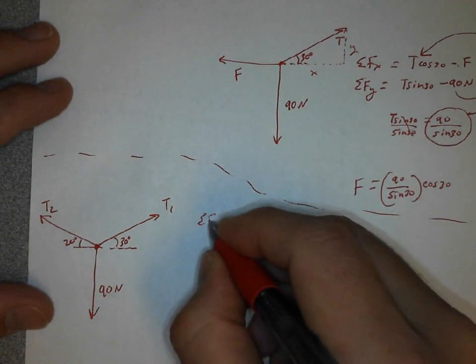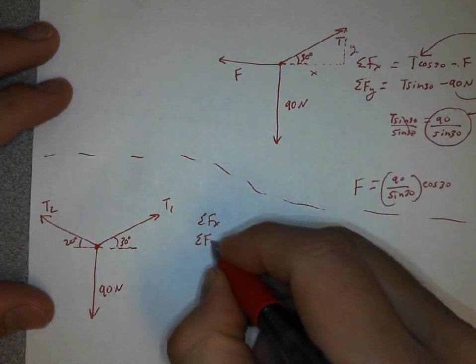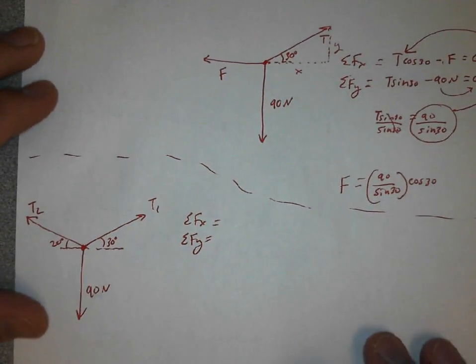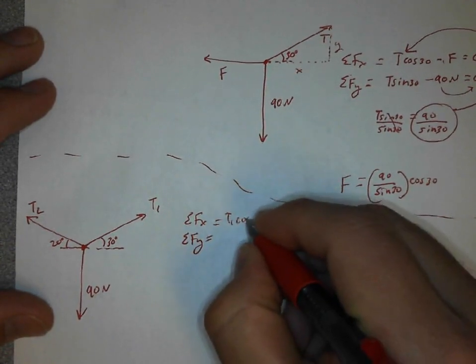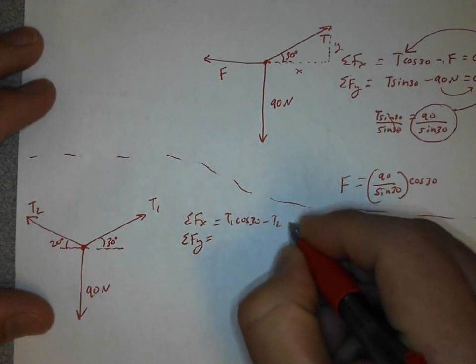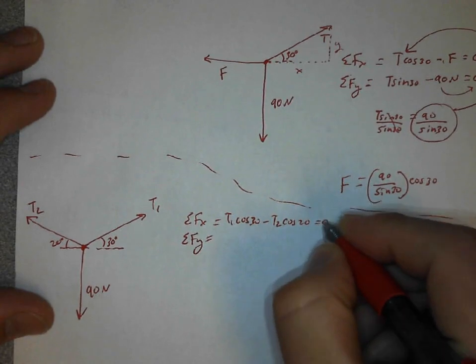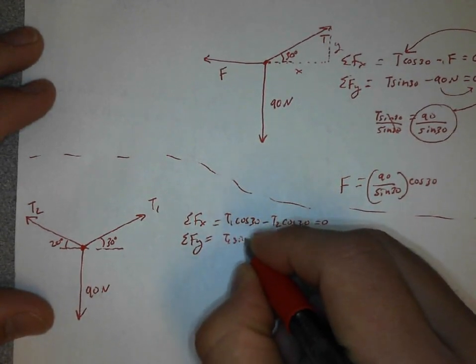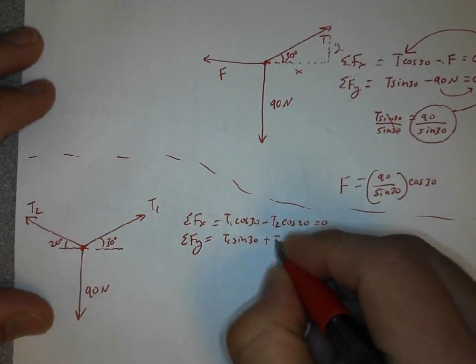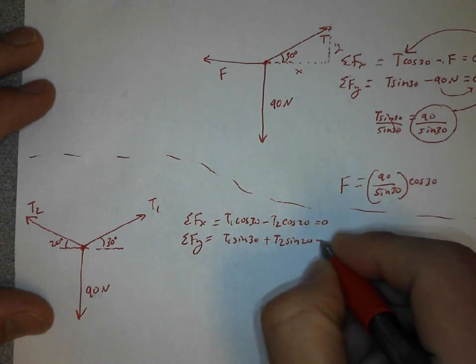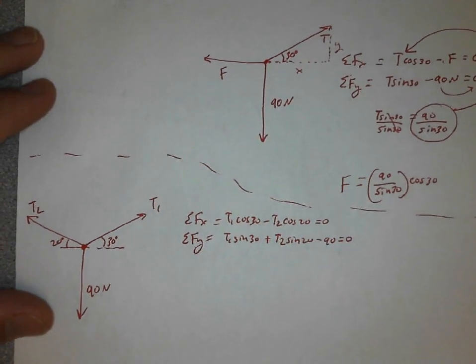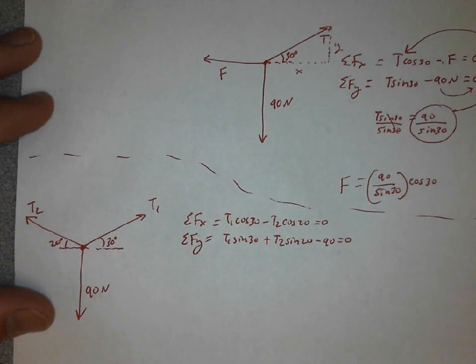If I do my sum of the forces in the x and sum of the forces in the y, you're going to get equations that look like this. You're going to get T1 cosine 30 minus T2 cosine 20 equals 0. Then you get T1 sine 30 plus T2 sine 20 minus 90 equals 0. And those are your two sum of the forces equations.